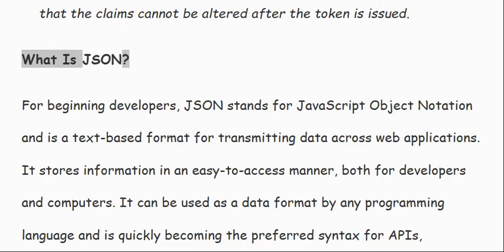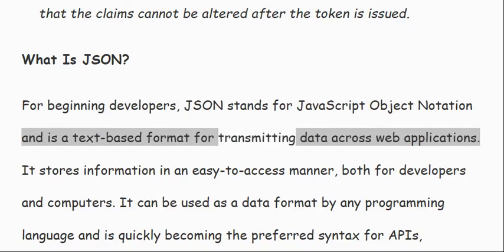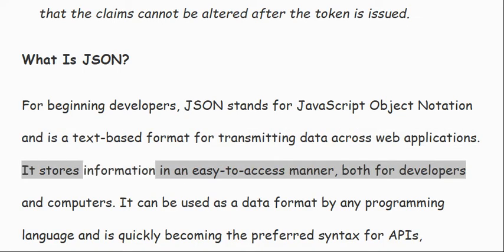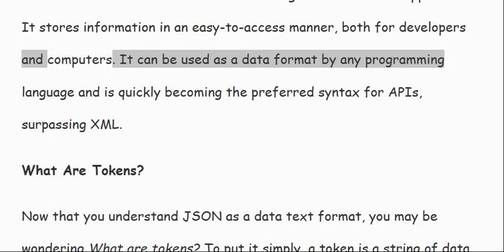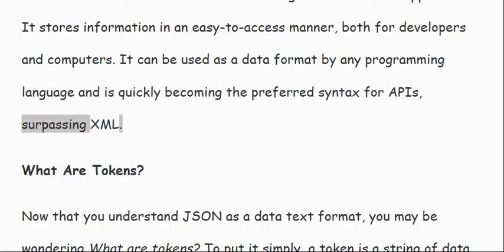What is JSON? For beginning developers, JSON stands for JavaScript Object Notation and is a text-based format for transmitting data across web applications. It stores information in an easy-to-access manner, both for developers and computers. It can be used as a data format by any programming language and is quickly becoming the preferred syntax for APIs, surpassing XML.